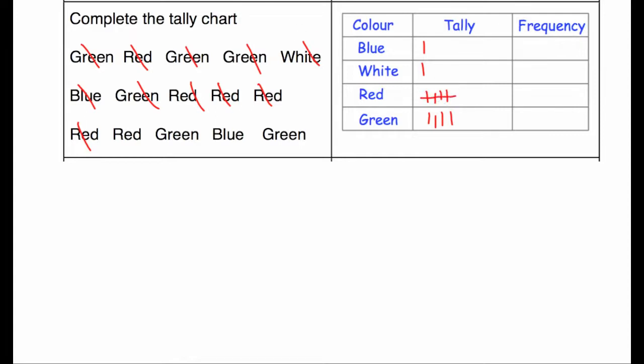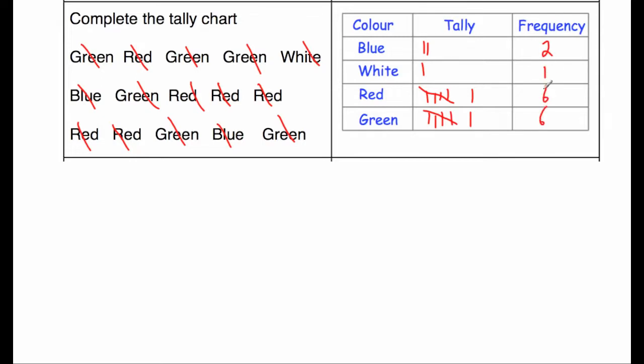It could be through the middle like that, or actually, I tend to do mine diagonally like that. Okay, another red, so that's six. Green, that's now got to five, so again, put a line through it. Blue and green. And then completing the frequencies, well, that would be 2, 1, 6, and 6.